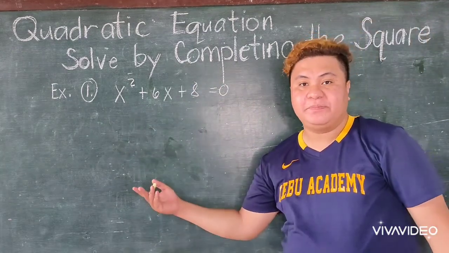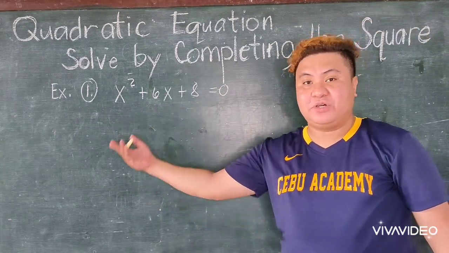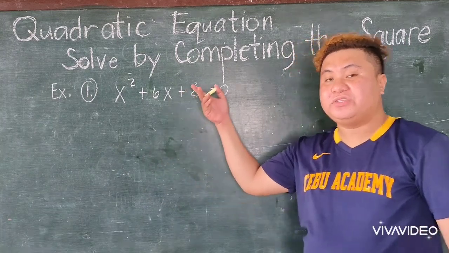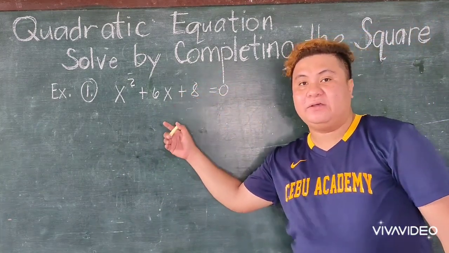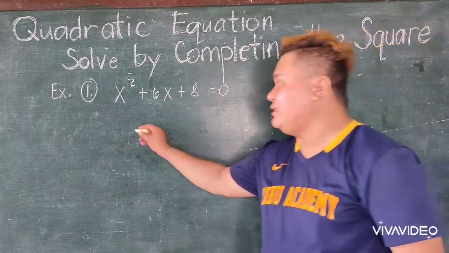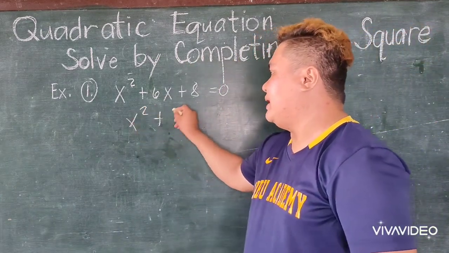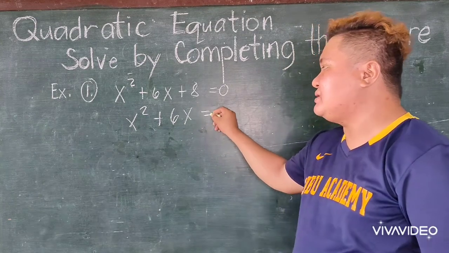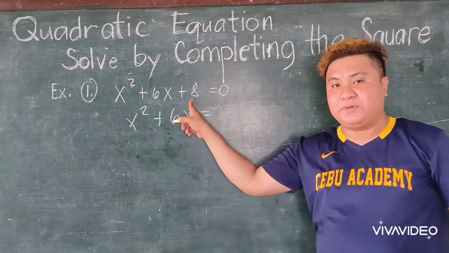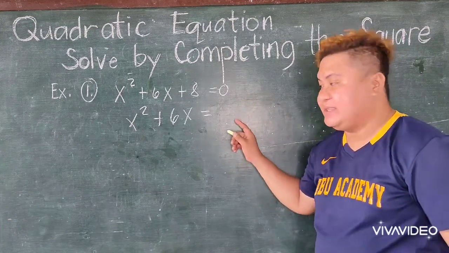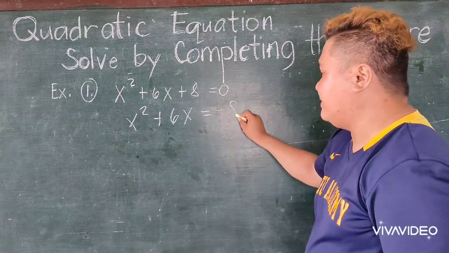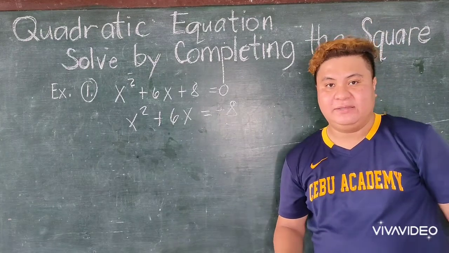To continue, for us to be able to solve this equation using completing the square, we need to transpose the positive 8 to the other side. So we can rewrite x squared plus 6x equals, again, if you transpose a positive number to the other side, it will become negative. So it equals negative 8.